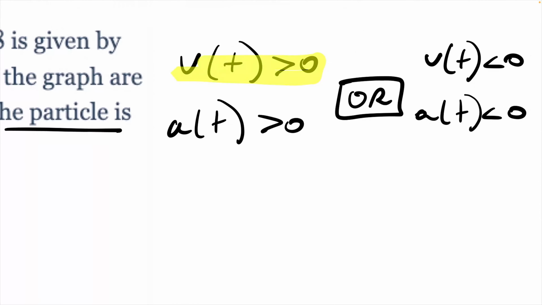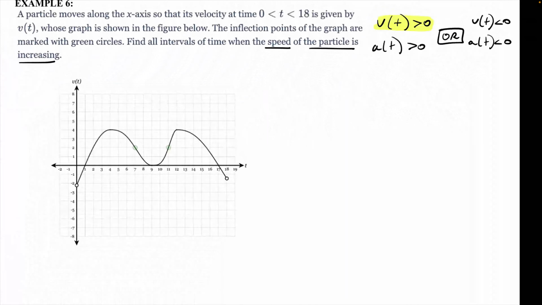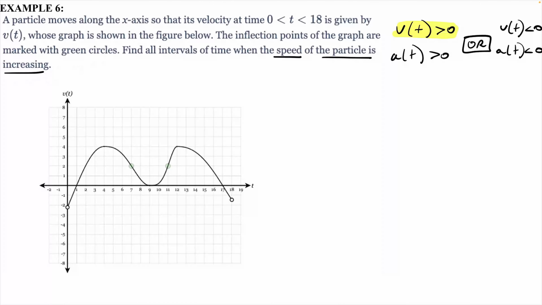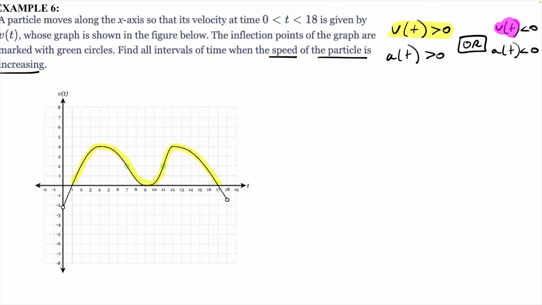positive. On the graph, where is velocity going to be positive? Where do I look? Above the x-axis. Good. Everything above the x-axis is where velocity is positive. The opposite is when velocity is negative. So when is velocity going to be negative? Below the x-axis. Good. Okay, got that? So now we know where velocity is positive, and where velocity is negative.